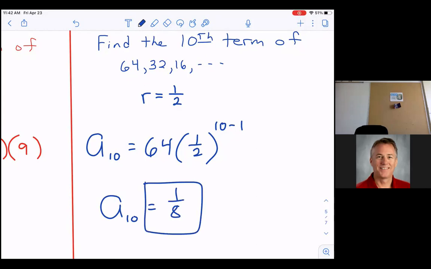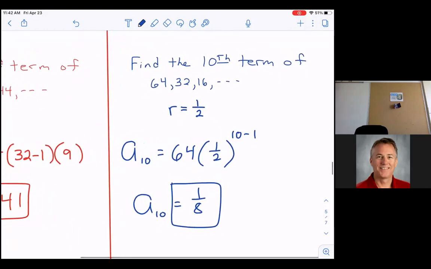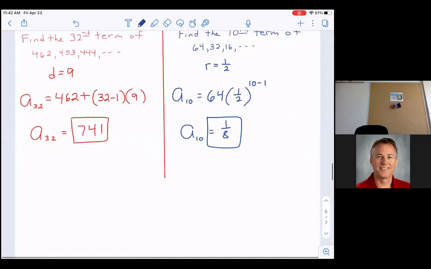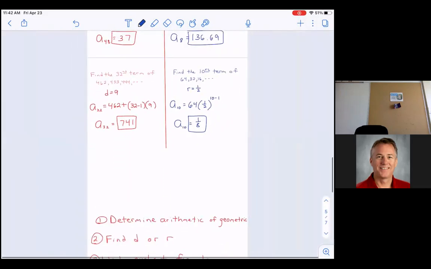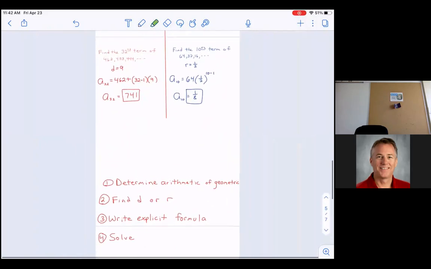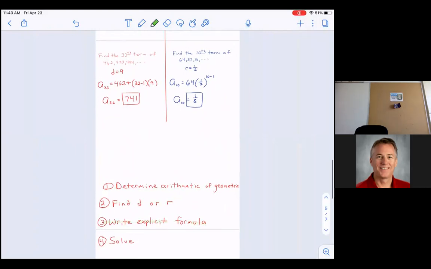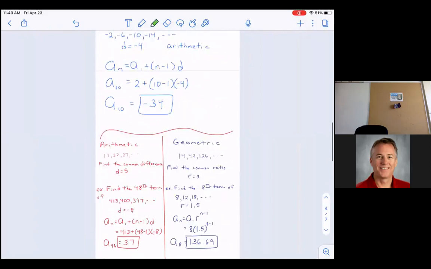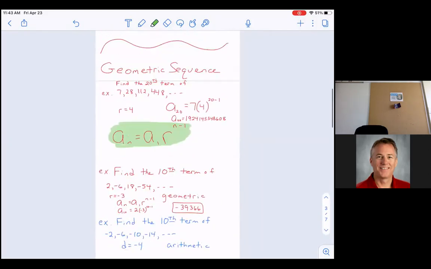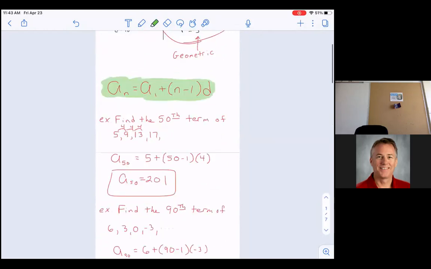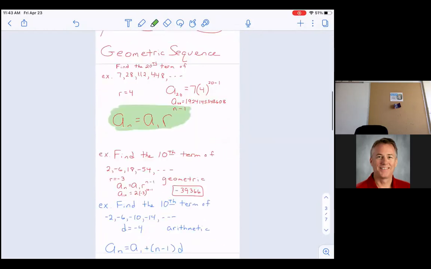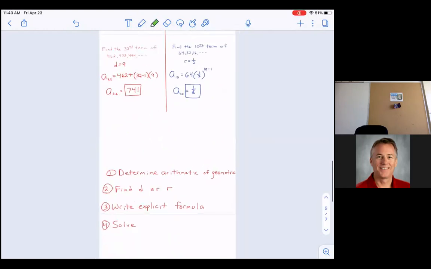so I'll stay consistent. Okay, but we follow the 4 steps. So for each of those problems, again, the first thing we did, determine if it's arithmetic or geometric. Then you want to find D or R, depending if it's arithmetic or geometric. Then you write the explicit formula. Okay, and we're doing that from the general formulas given above here. Remember that one in green and that one in green. So we write the explicit formulas, and then it's just a matter of plugging it in and solving.